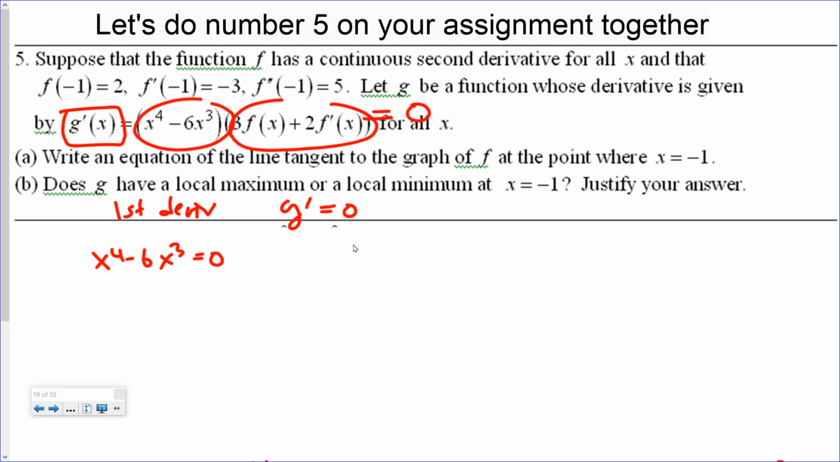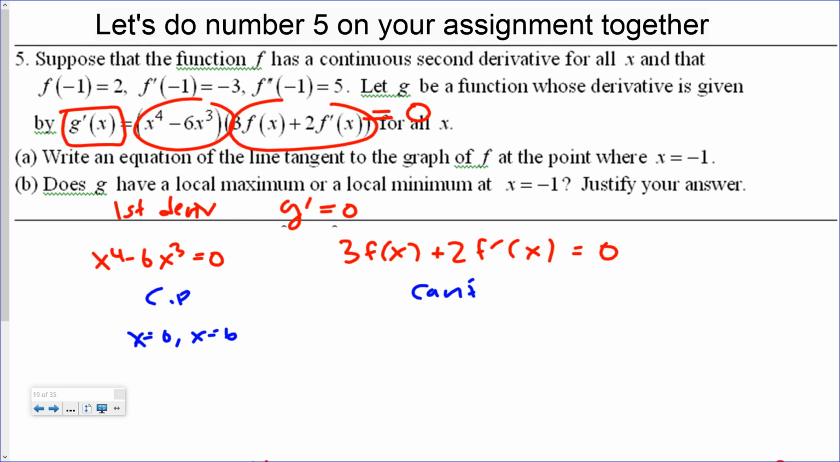Actually, don't write this down, guys. 3f of x plus 2f prime of x is equal to 0. You can get critical points here. I think there's 0 and 6. You can find it. I trust that you could. But over here, we don't know enough about f to get your critical points. We don't know where adding these things gives you 0. You can't find the critical points here.